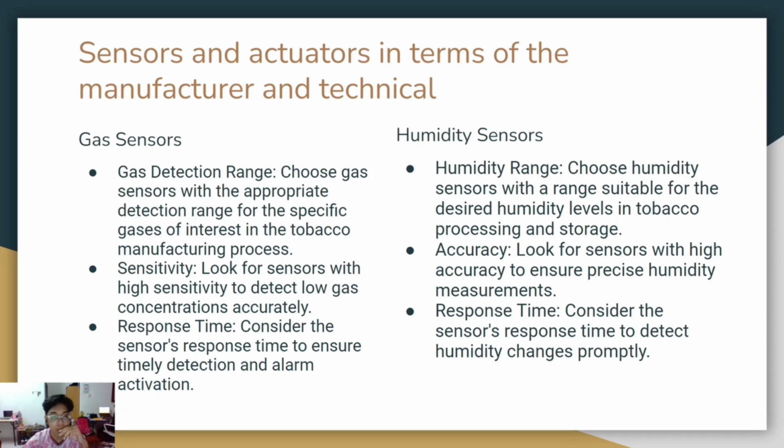Next is the gas sensor. Choose a gas sensor with an appropriate detection range for the specific gases of interest in tobacco. Sensitivity: look for a sensor with high sensitivity to detect low gas levels. Response time: consider the sensor response time to ensure timely detection. For the humidity sensor, choose a humidity sensor with a range suitable for the desired humidity level in tobacco processing and storage. Accuracy: look for a sensor with high accuracy to ensure precise humidity measurement. Response time: consider the sensor response time to detect humidity changes.